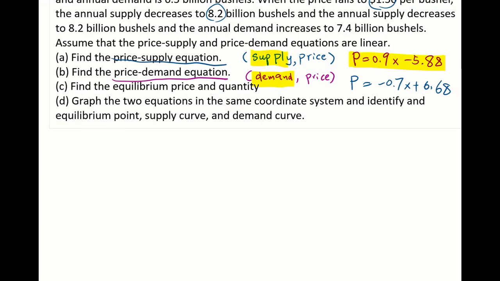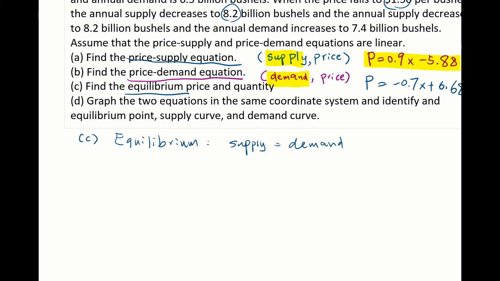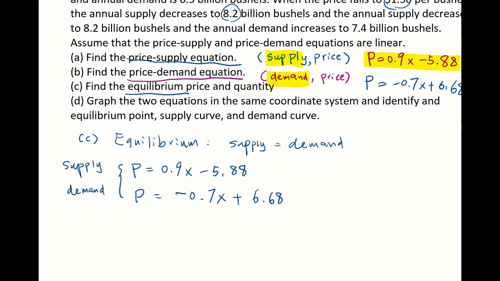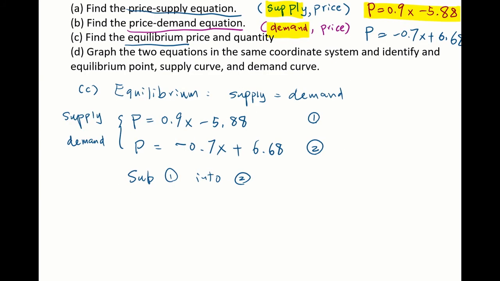Now let's work on part C, find the equilibrium. If at a certain price the supply is equal to the demand, then we say we've reached an equilibrium at that price. So we will put the supply equation and the demand equation in a system and solve the system. We can find when the supply is equal to the demand. I will solve it by using the substitution method.